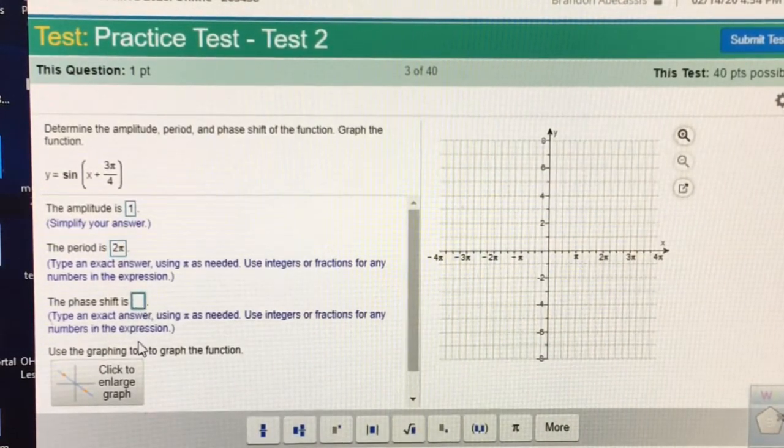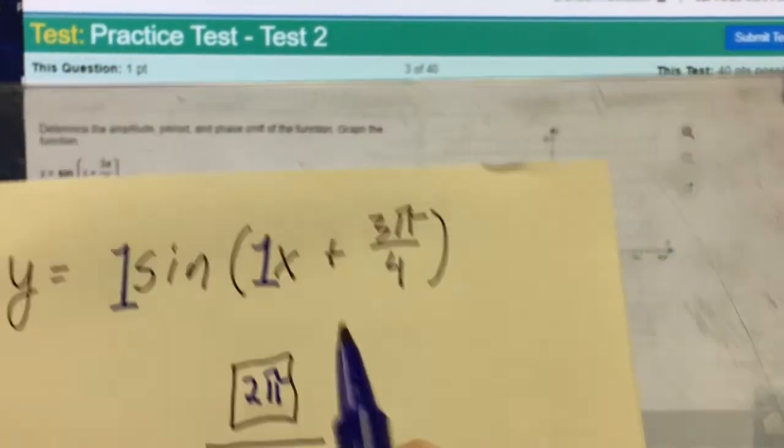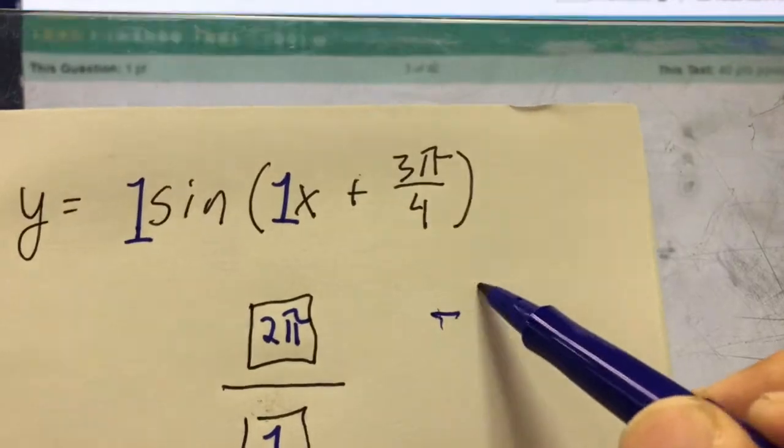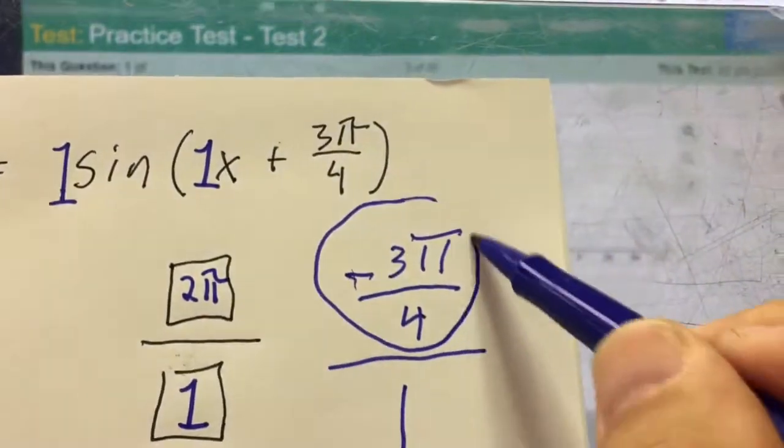Now the phase shift is not that difficult either. The phase shift is going to be this back number, 3 pi over 4, over that. But you got to change the sign. So it's just going to be negative 3 pi over 4 divided by 1. And I think we can all see that it's just going to be negative 3 pi over 4.